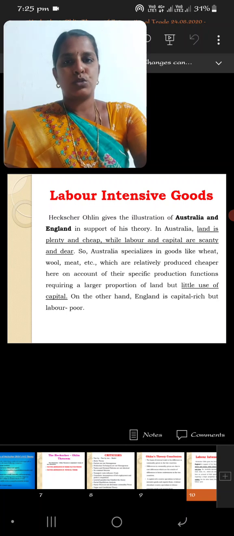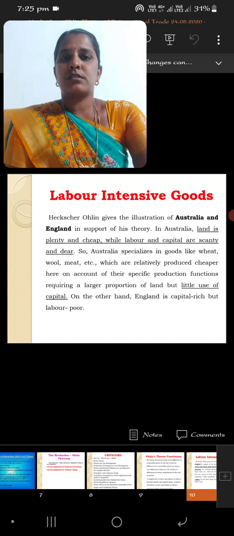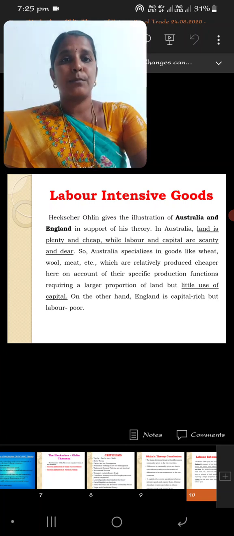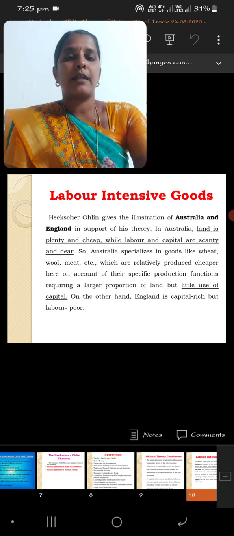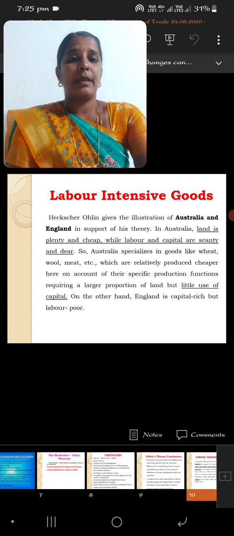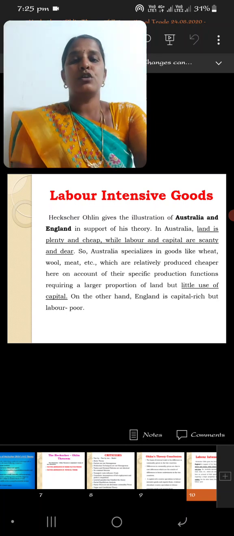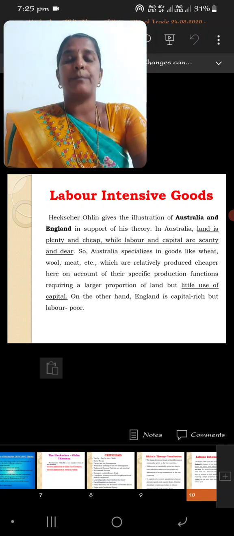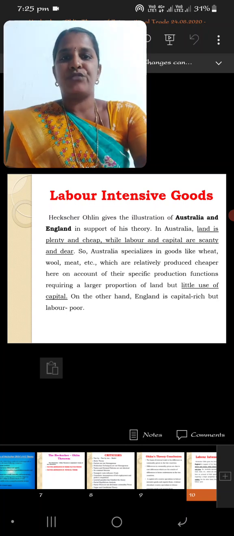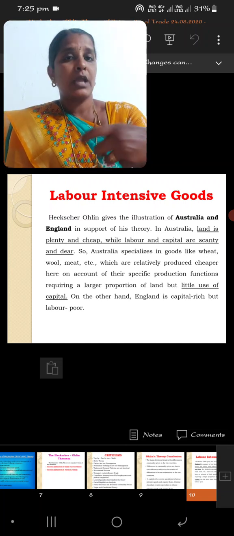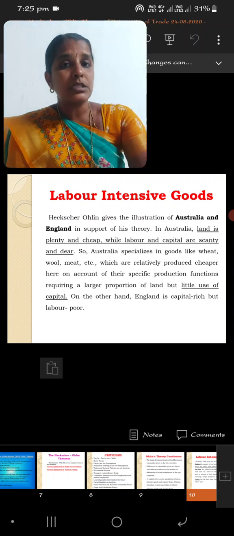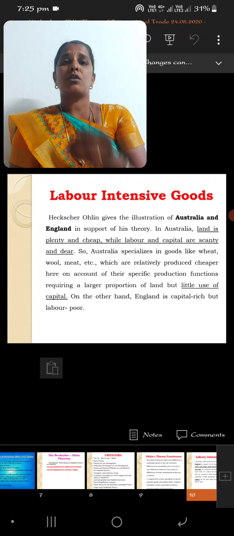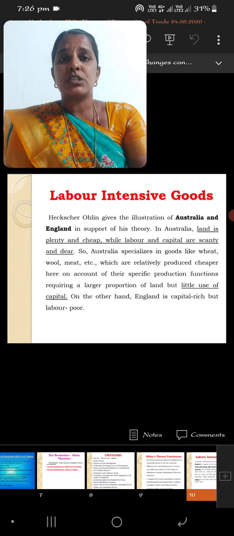So now we will see about the labor intensive goods. Heckscher-Ohlin gives an illustration, for example Australia and England, which support this theory. In Australia, land is plentiful and cheap, but labor and capital are scanty and dear in nature. So Australians specialize in goods like wheat, wool, meat, etc., which are produced relatively cheaper than in other countries. There is a larger proportion of land, but we are using little capital. So here we are concentrating on the labor intensive goods.